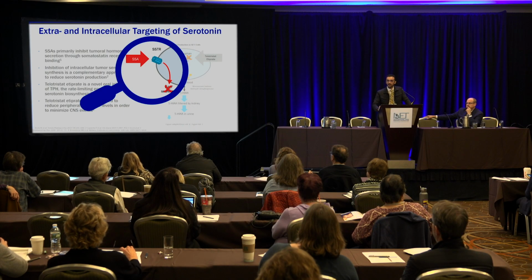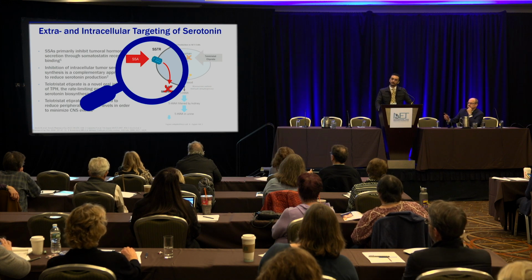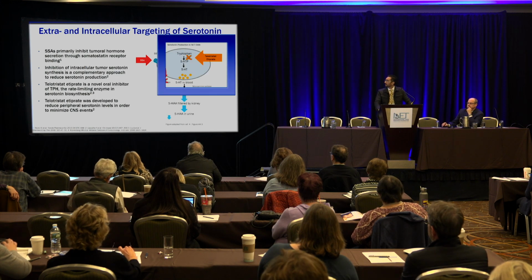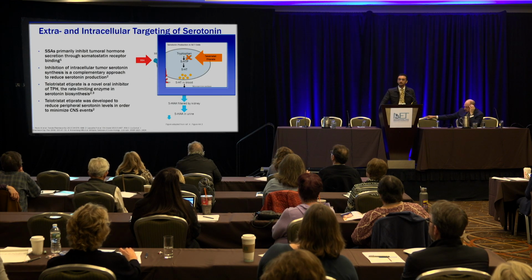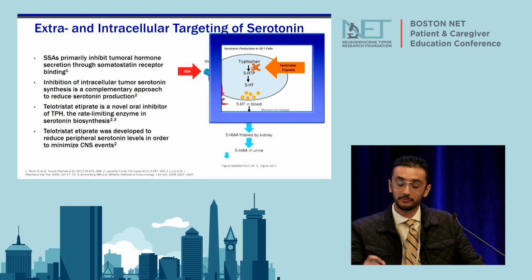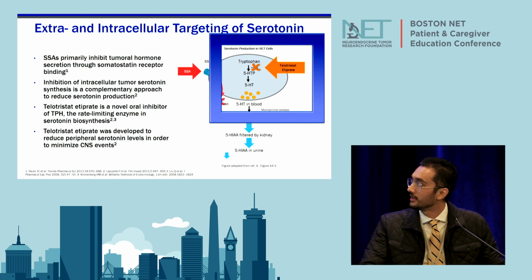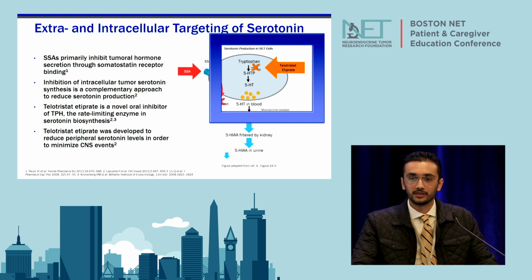So getting back to what are the ways where we can reduce serotonin in the blood? One is using somatostatin analogs, sandostatin, lanreotide, to prevent the release of serotonin in the blood. The other is to block the enzyme which makes this hormone. And this new class of drug is called Xermelo, telotristat ethyl.